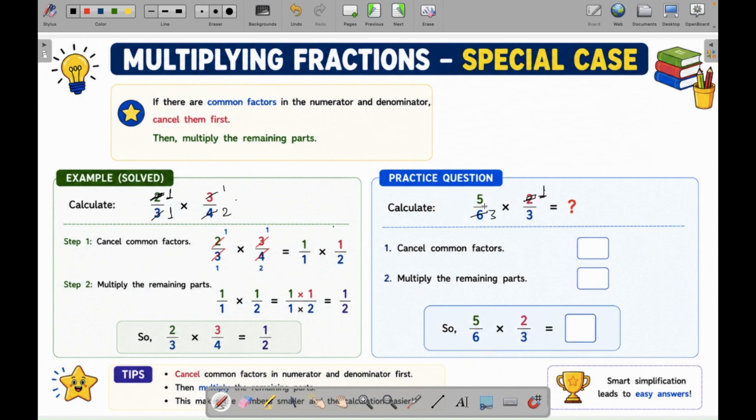So we have cancelled the common factors. Now we multiply the remaining parts. What are the remaining parts? In the numerator, 5 times 1, which is 5. So the numerator is 5. What about the denominator? The denominator is 3 times 3, which is 9. So the numerator becomes 5, the denominator becomes 9. So this is the answer.